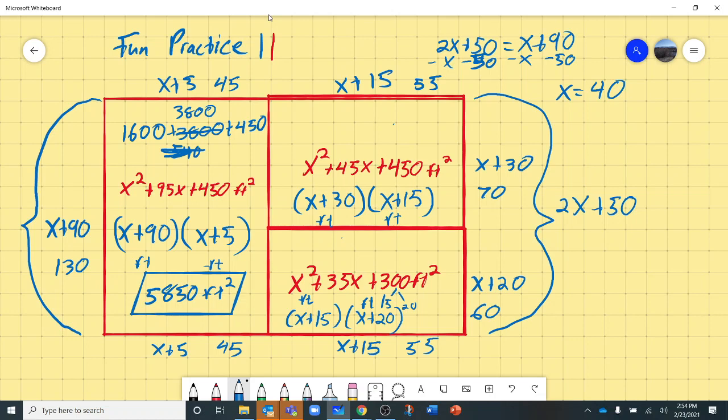Okay, the other one, 55 times 70 is 3,850. And this one is 60 times 55, which is 3,300.